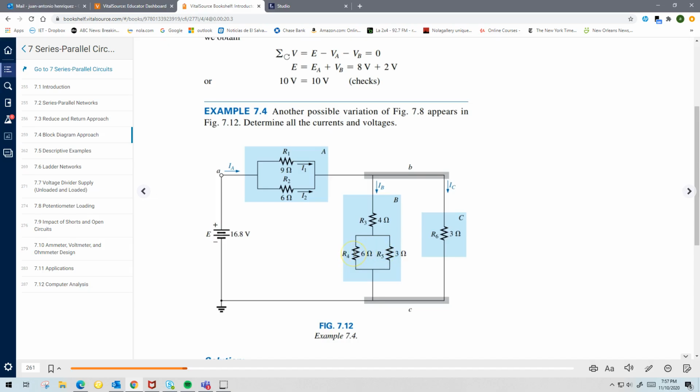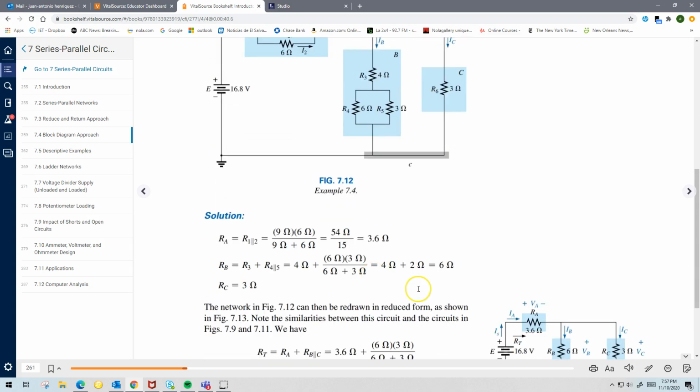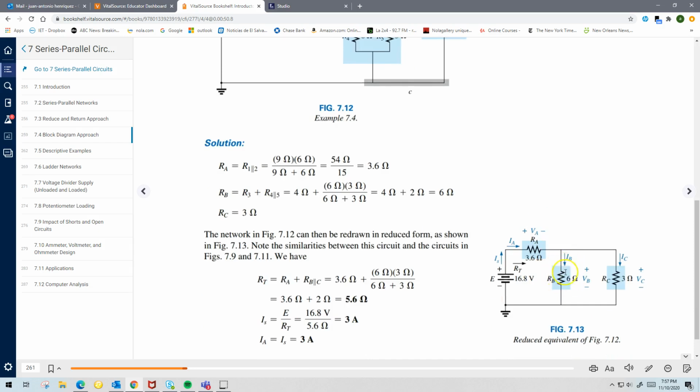So the combined resistance of these two will be 6 times 3 divided by 9, right? And then for R3, obviously, you just add that value to that combined resistance. So 6 times 3 divided by 9 gives you 2. 2 plus 4 gives you 6. So for block B, the total resistance can be replaced by just a 6 ohm resistance, as you can see here, right?